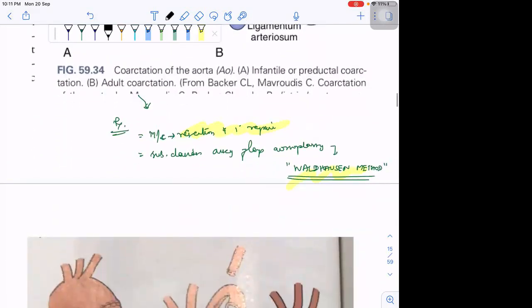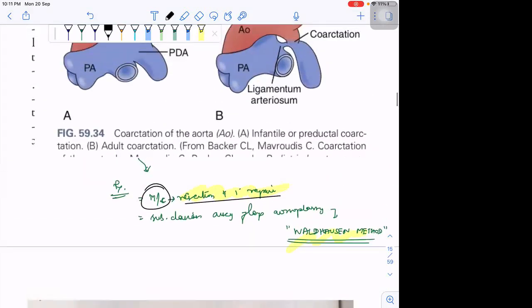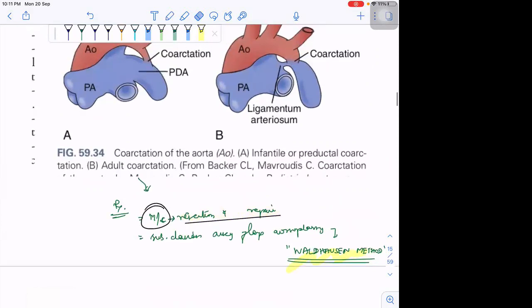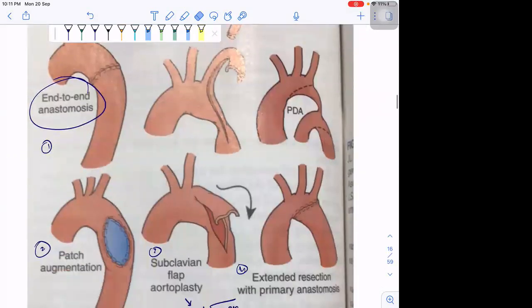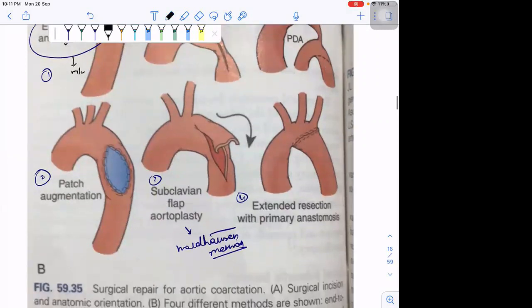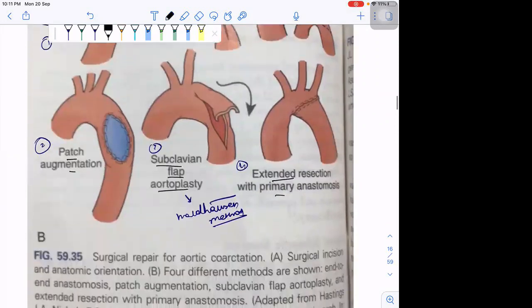Just to see what the treatment options for coarctation of aorta are: most commonly they do resection and primary repair. They do resection and reanastomosis. Mostly they follow end-to-end anastomosis. Other procedures they do are patch augmentation, subclavian flap aortoplasty, and extended resection with primary anastomosis. These are the various techniques they use for coarctation of aorta.